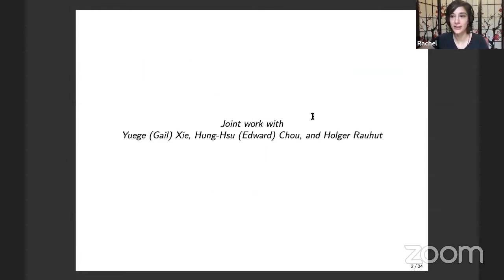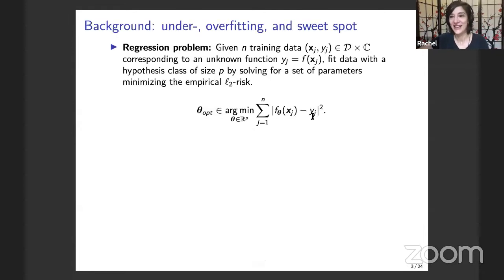And I want to mention that this project was led by my student, Gail Xi, and I am just the communicator of this. She helped write a lot of these slides, and I haven't looked at every single slide yet that I'm going to talk about, so this should be fun. But in any case, let's start with some background.